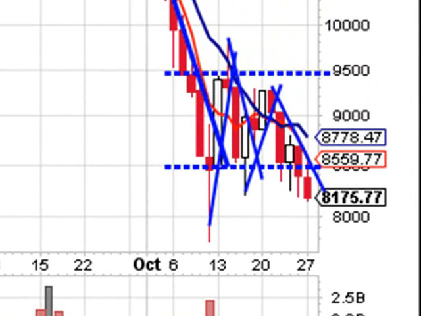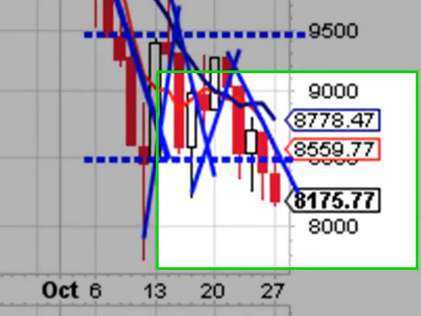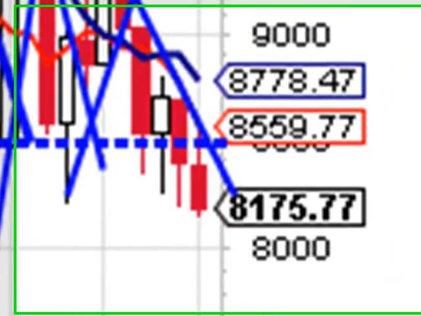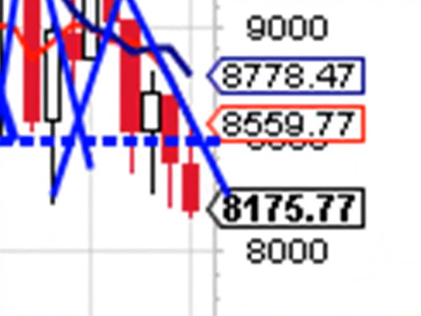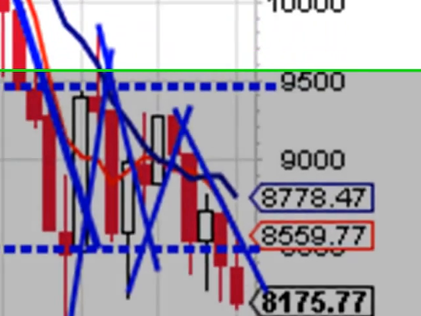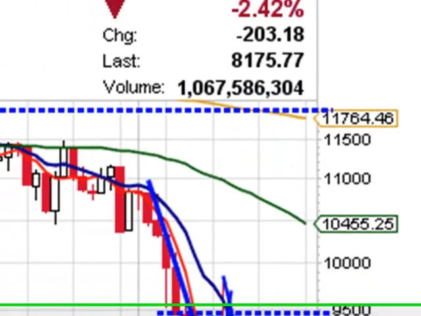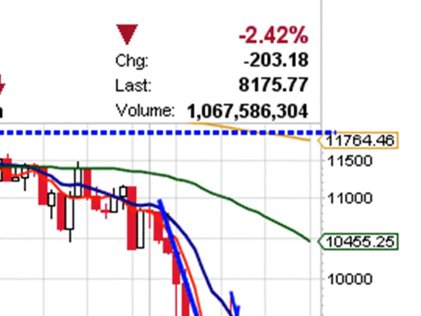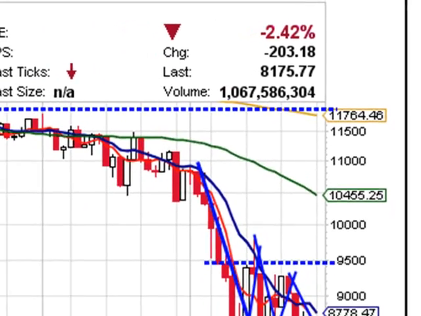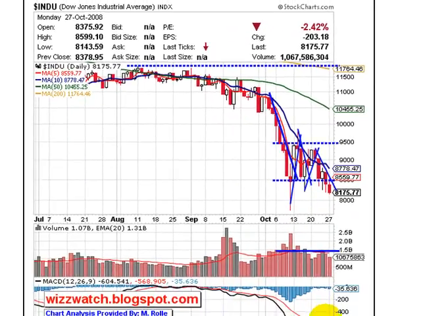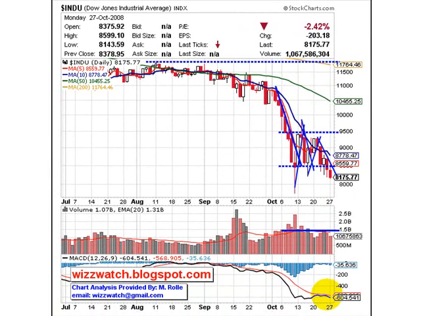The 5-day moving average is at 8,559 and the 10-day moving average is at 8,778. The Dow ended the day trading at 8,175, down 203 points or 2.42% on 1.06 billion trading volume. The Dow is currently down 2,674 points or 24.65% for the month of October.